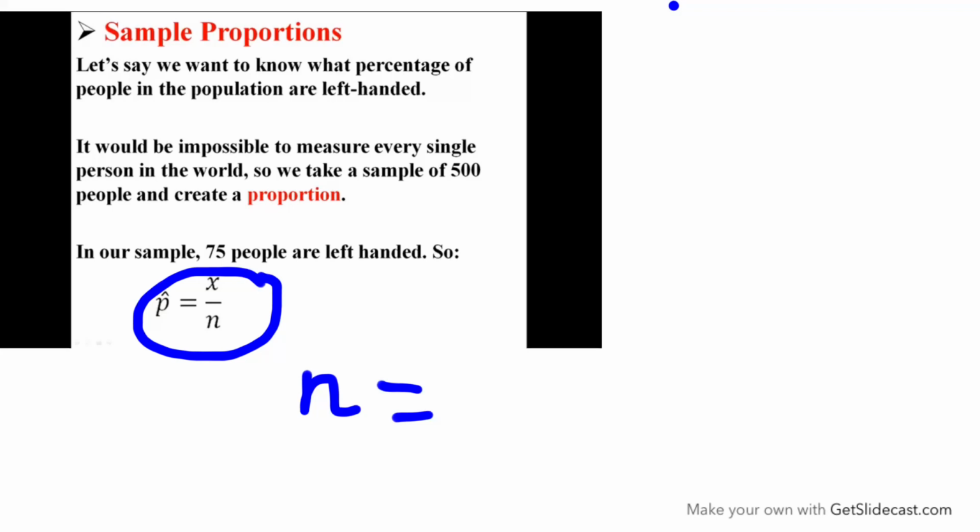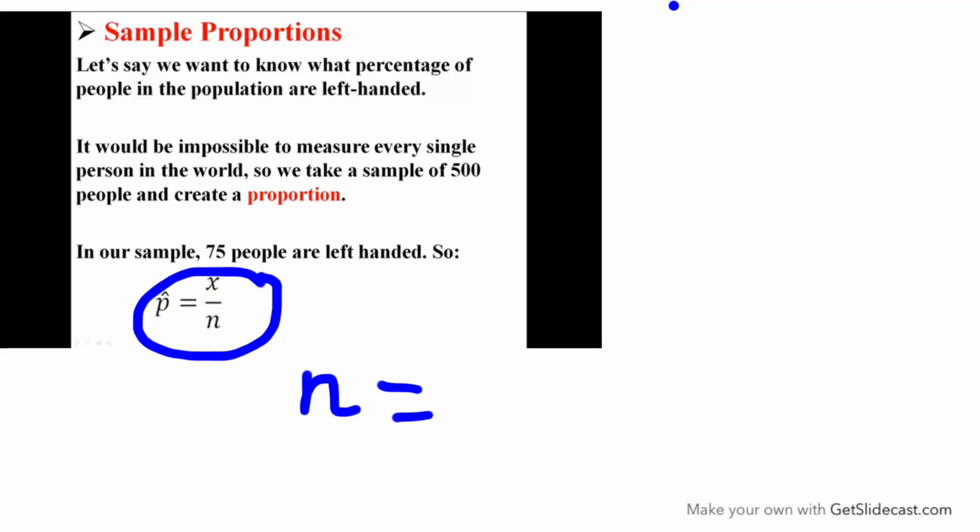Let's say we want to know the percentage of people in the population who are left-handed. It would be impossible, of course, to measure every single person in the world, so we can take a sample size of 500 people and create a proportion. In doing that, you find out that in our sample, 75 people are left-handed.